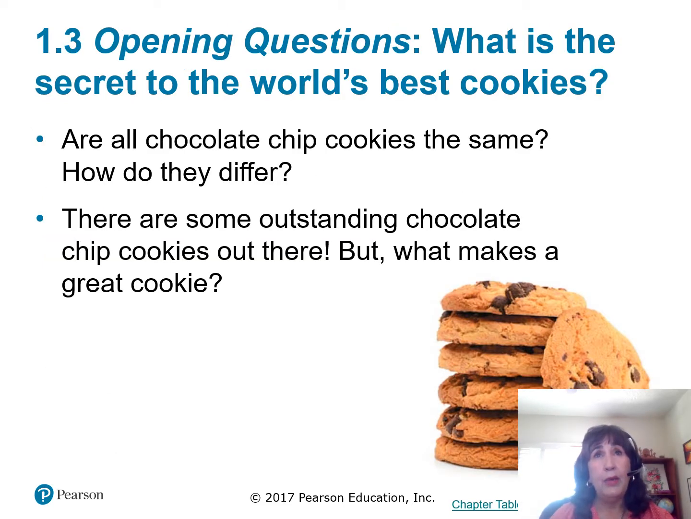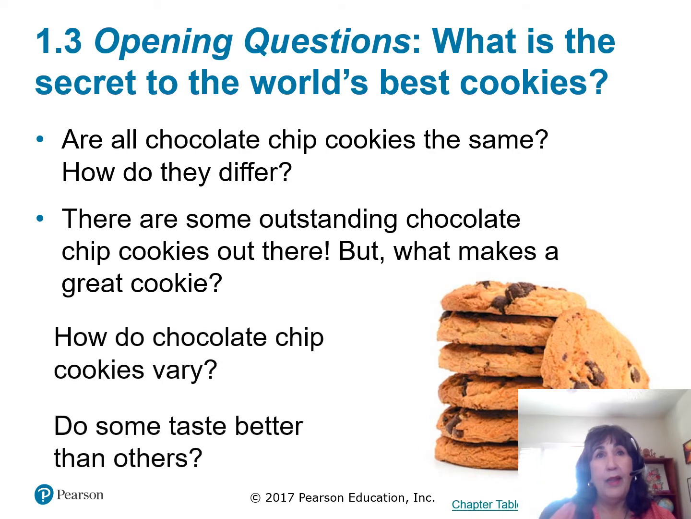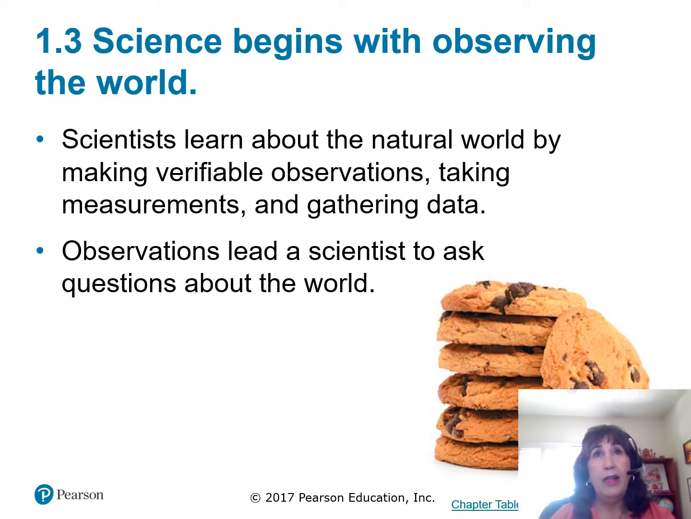In this next section, we're going to talk about how we study life. The opening question is, what is the secret to the world's best cookies? Are all chocolate chip cookies the same? How do they differ? There are some outstanding chocolate chip cookies out there, but what makes a great cookie? How do chocolate chips vary, and how do some taste better than others? Scientists began finding out these answers by observing the world.